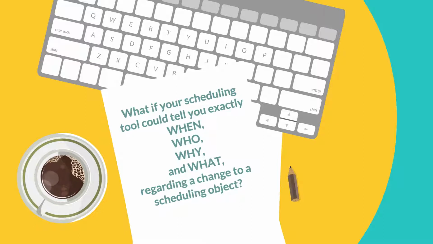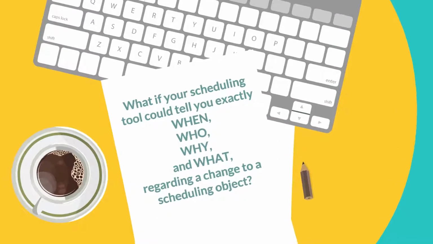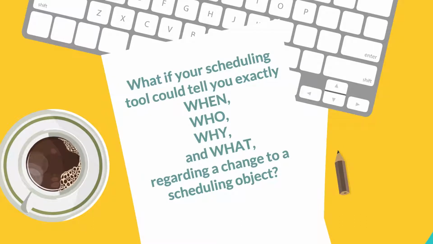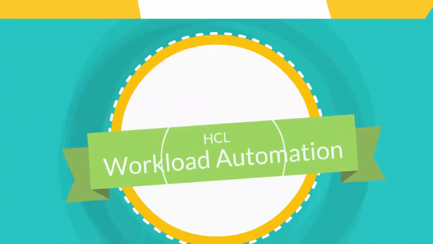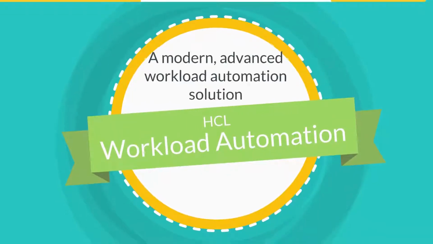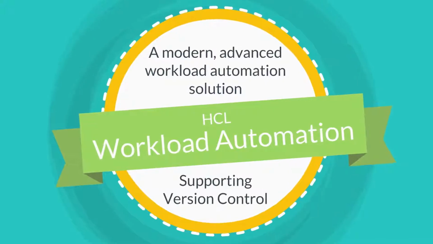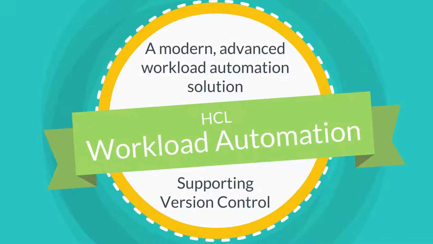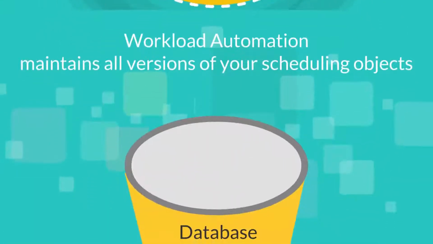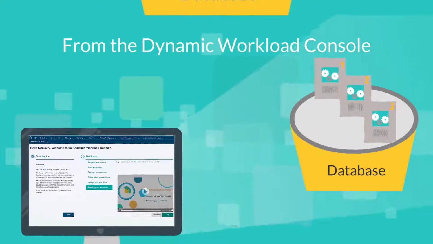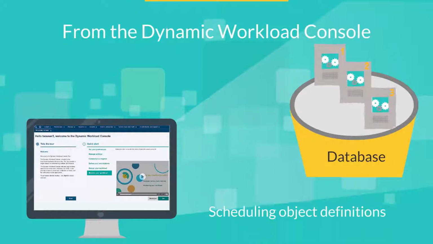What if your scheduling tool could tell you exactly when, who, why, and what, regarding a change to a scheduling object? The solution is HCL Workload Automation, a modern advanced workload automation solution, supporting version control. Workload Automation maintains all versions of your scheduling objects in the database, and you can easily access them from the Dynamic Workload Console.